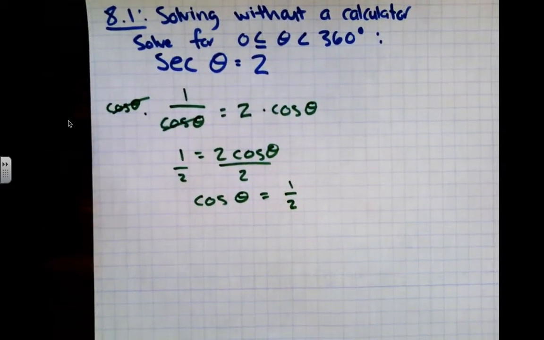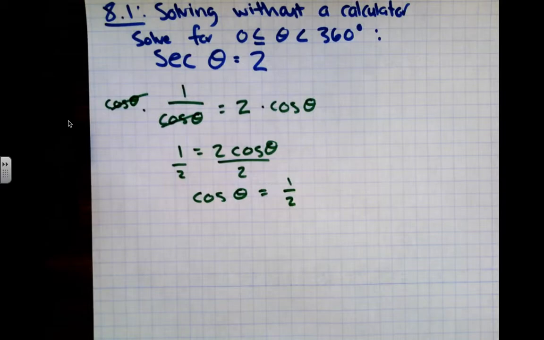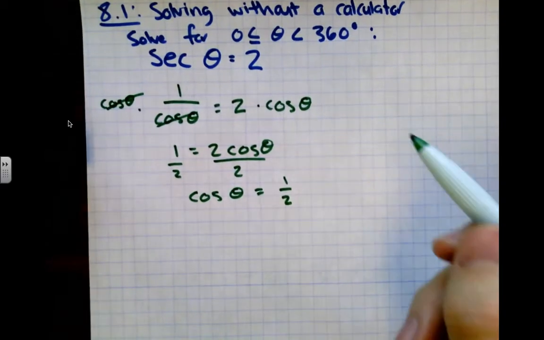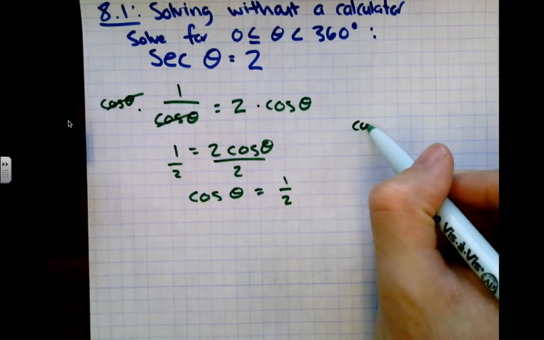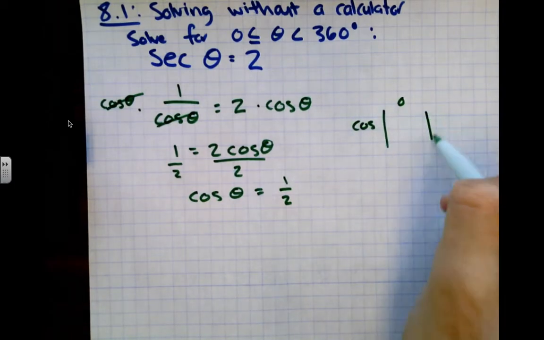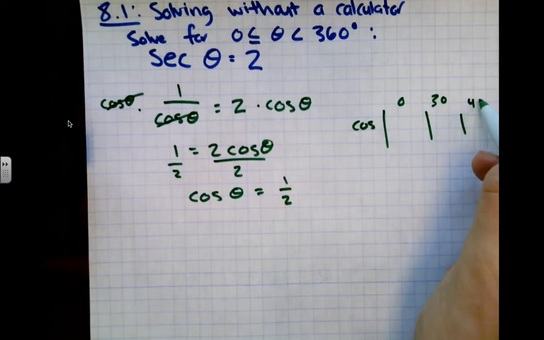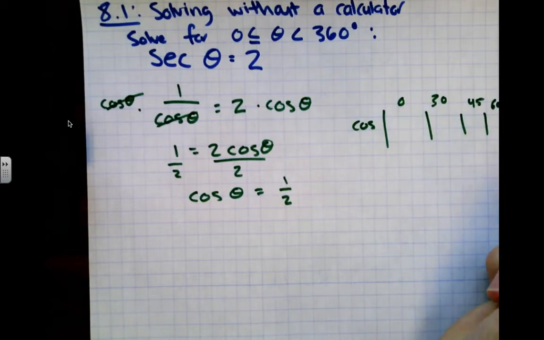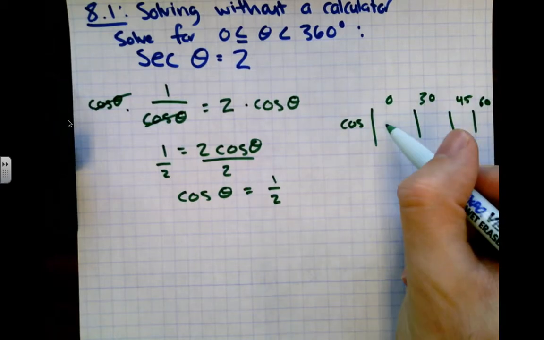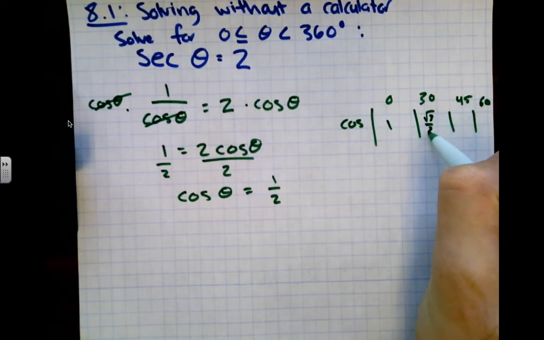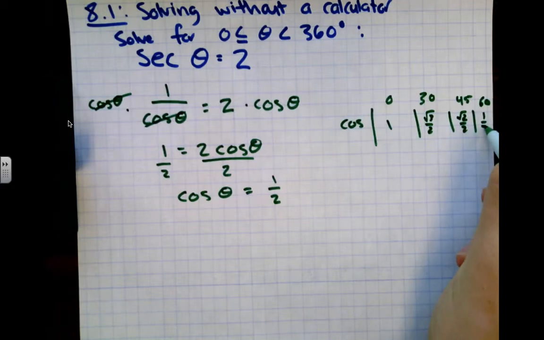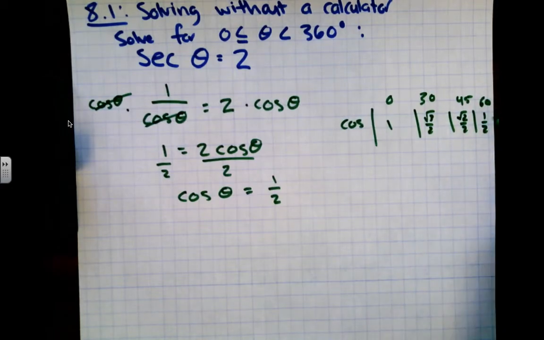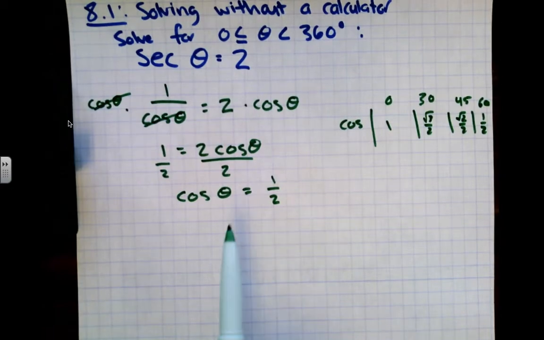So what I'm looking for are angles that have a cosine value, or an x value, of 1/2. The best tool for this is going to be my chart, and for now I'm just going to fill out the cosine portion of the chart. I can't even fit the 90 on there. I'd have 1, root 3 over 2, root 2 over 2, 1/2, and then cosine of 90 would be 0. So what I'm looking for is angles that have an x value of 1/2, which I find at 60 degrees.